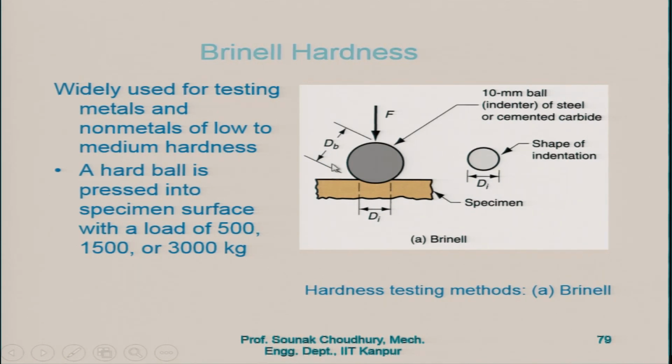Now, this ball is of course a hard ball, and it is pressed against the specimen surface. The load F is normally 500, 1500 or 3000 kilogram. The hardness value does not mean much by itself, because for 500 it is something, for 1500 it is something, and for 3000 it is something else. So, it has to be mentioned that these are the parameters used in the testing, and if it is a standard testing, then a certain value will be used and that has to be specified.